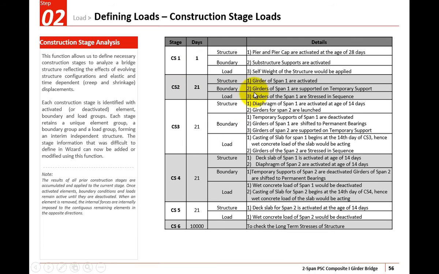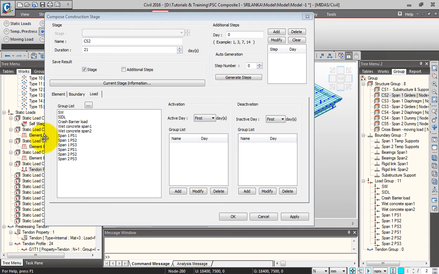So in CS2 the girders of the span 1 would be stressed in sequence, like the first, second and third layer. So for that, here if you see the span 1 active day, it would be the first and the last. If you wanted to simulate the time in between, you can add additional steps. So I'll take 0.3 day and 0.6, 0.9 and click on add. So now this would be visible to choose.